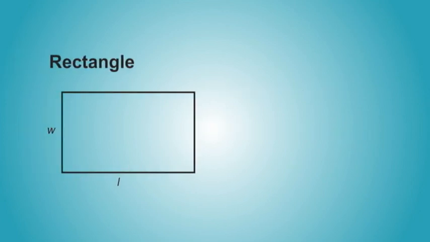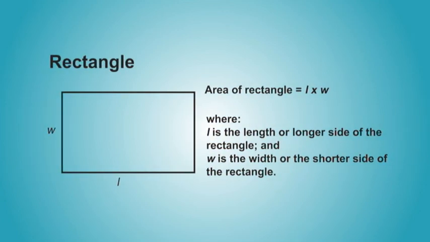For a rectangle, you multiply its length by its width to get the area. The formula is as follows. Area of a rectangle equals L times W, where L is the length or the longer side of the rectangle and W is the width or the shorter side of the rectangle.